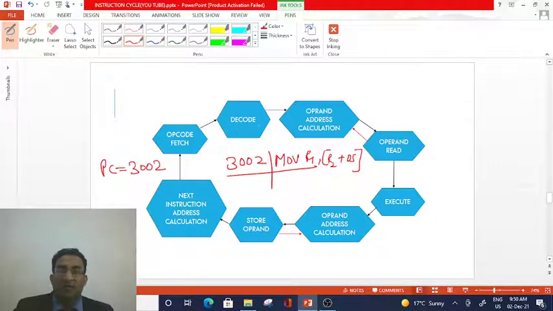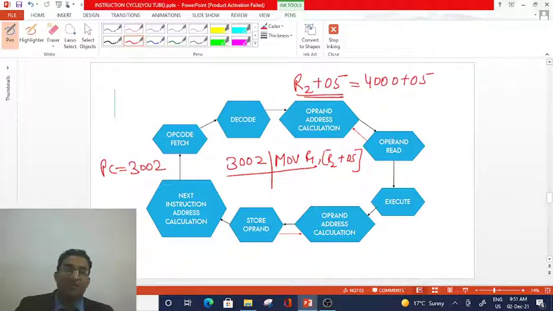After that, the processor will decode. Decoding of this instruction is taking place. So the processor understands that we have to move the operand from some memory location into the R1 register. But before transferring, what do we have to do? We have to do an operand address calculation. That means R2 plus 05 has to be calculated. So we have to calculate R2 plus 05, which means 4000 plus 5. So this is basically the operand address calculation.